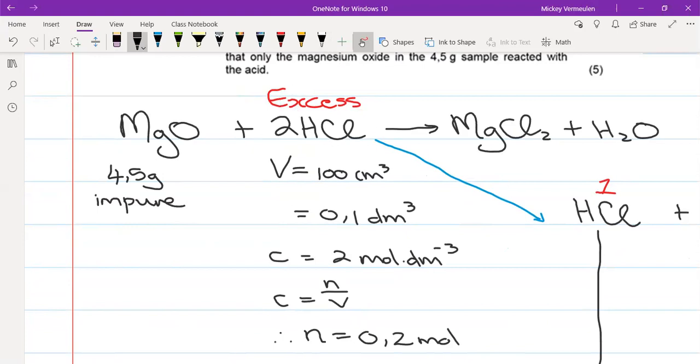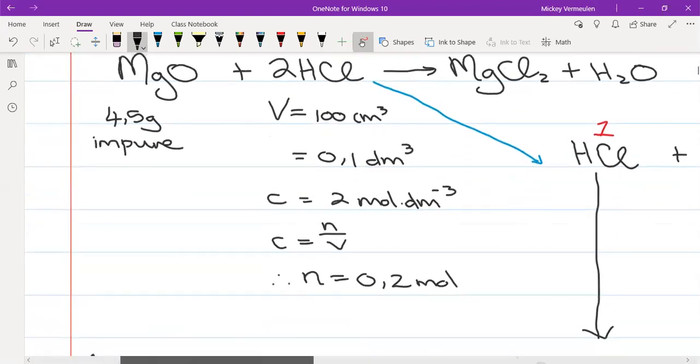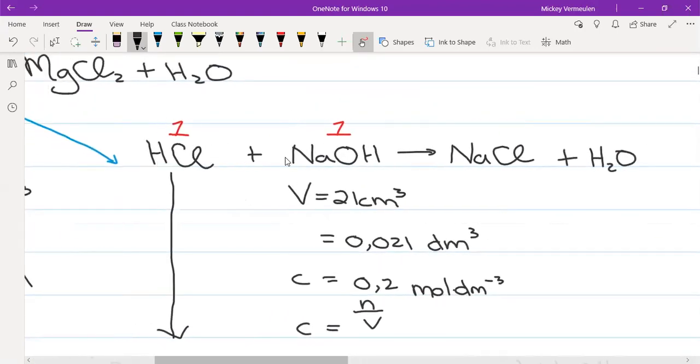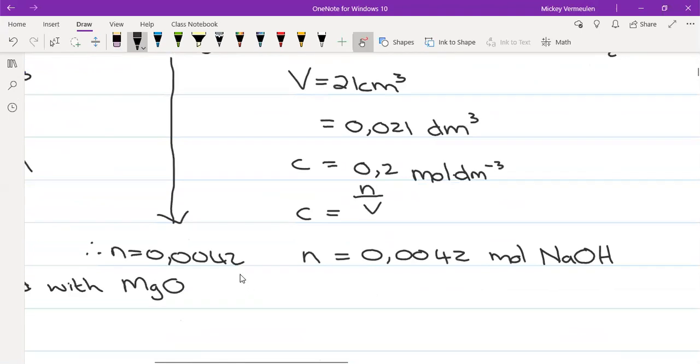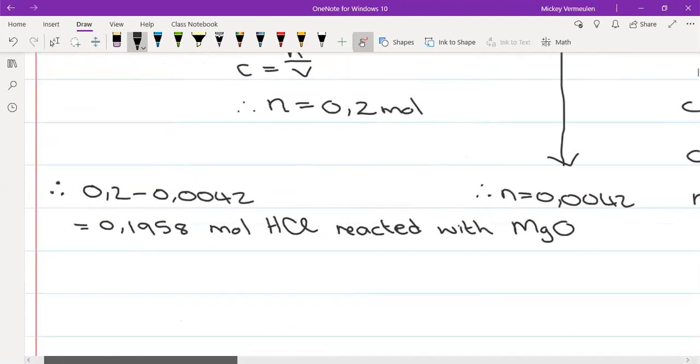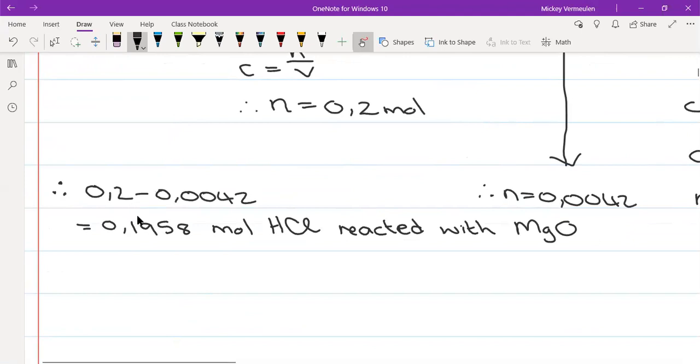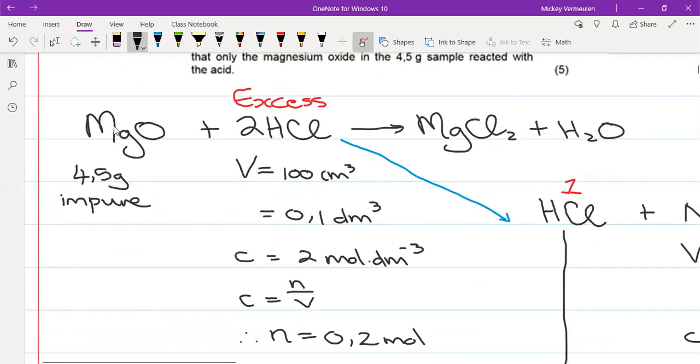We don't know by how much, but we can have this chemical reaction here where the excess hydrochloric acid reacts with a known amount of sodium hydroxide, and there we can calculate how much hydrochloric acid was in excess, and that then takes us back to the original reaction where we calculate how many moles of hydrochloric acid reacted in the first reaction.